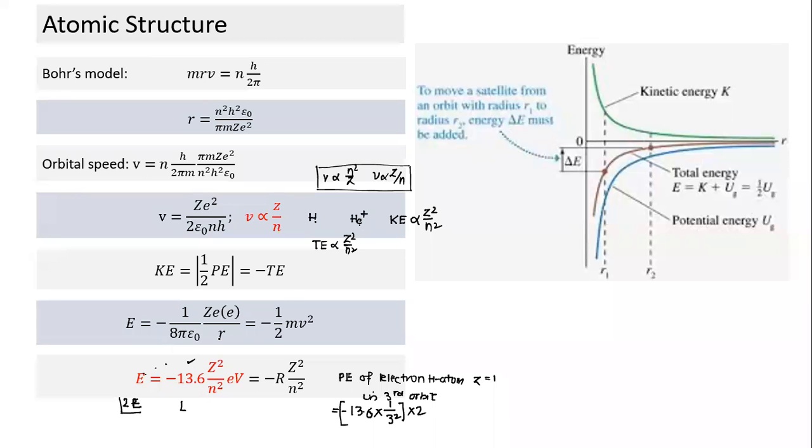So what we have done is, if we know Bohr's radius, I can calculate the radius also. We can calculate velocity also, and we can calculate energy also. All of this we can calculate with respect to the electron in the ground state of the hydrogen atom.